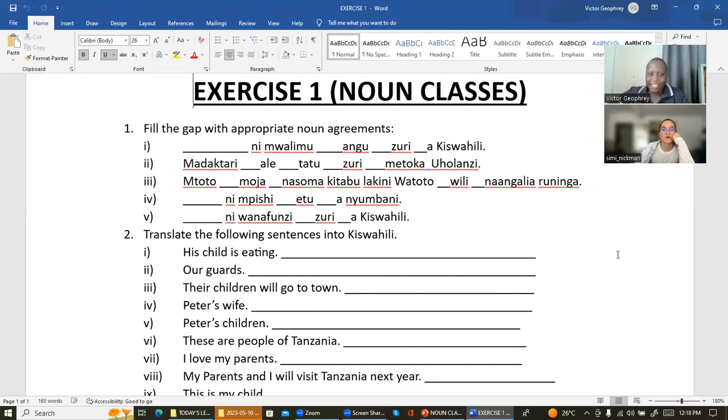What about the next sentence? Madaktari. Let's see. I'll make it one for you. Wale watatu wazuri wametoka Uholanzi. Yes, very good. Madaktari wale watatu wazuri wametoka Uholanzi. Then all about mtoto?